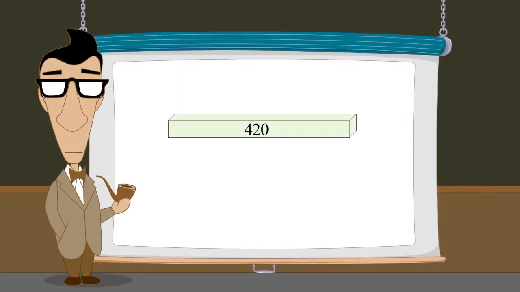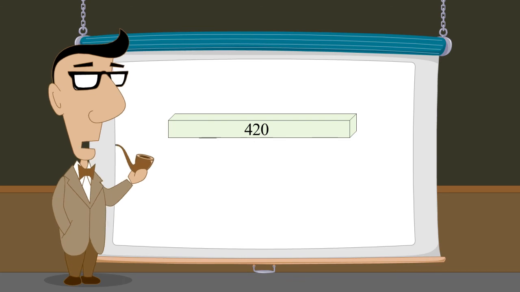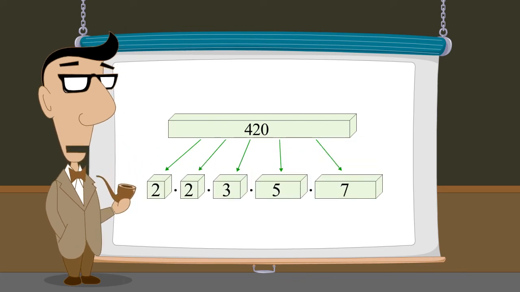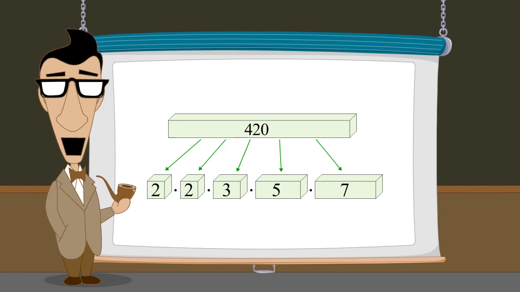As we have seen, factoring a number involves breaking it down into prime numbers whose product is that number. Factoring is an extremely important tool in mathematics. In the next few lectures, we will see that factoring is the key to many types of arithmetic operations involving fractions.